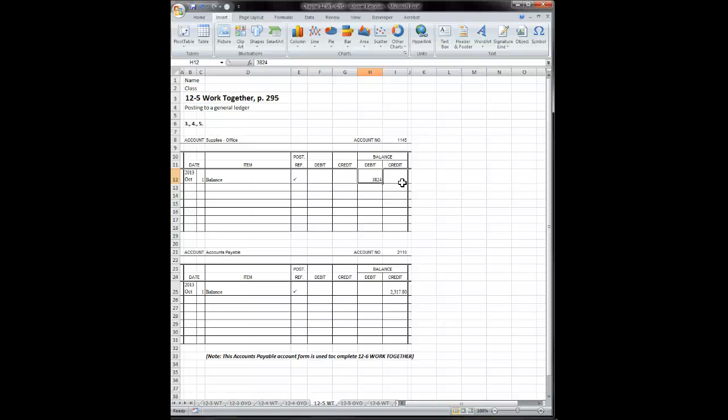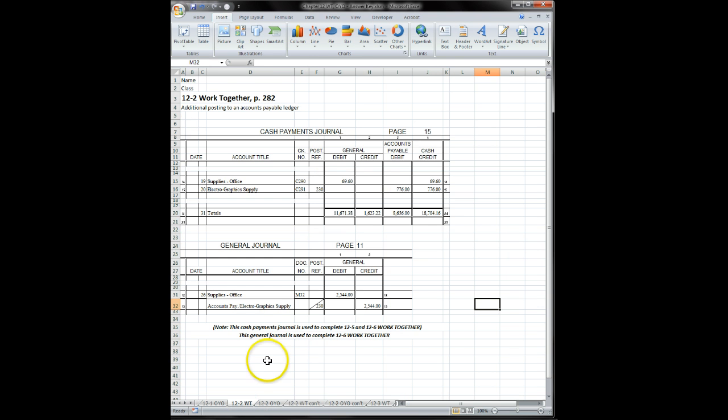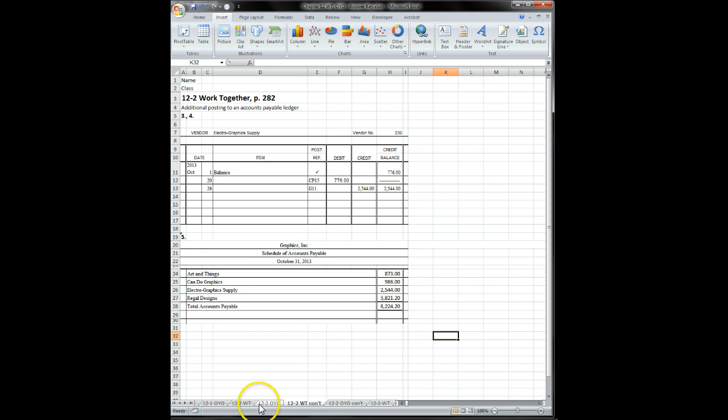Part 4 says post the October 19th general debit entry of the cash payments journal to the appropriate general ledger account. So let's go reference 12-2 Work Together. This is the one where we had the funky 2 lines for 12-2, if you guys recall. We want the general debit entry of the cash payments journal. Here's our cash payments journal.